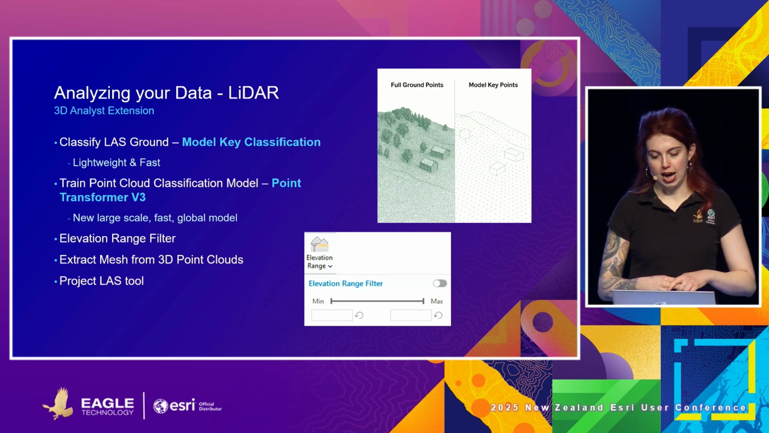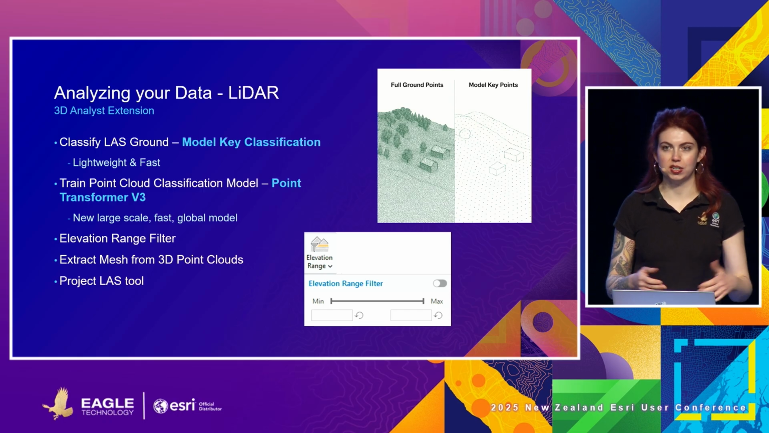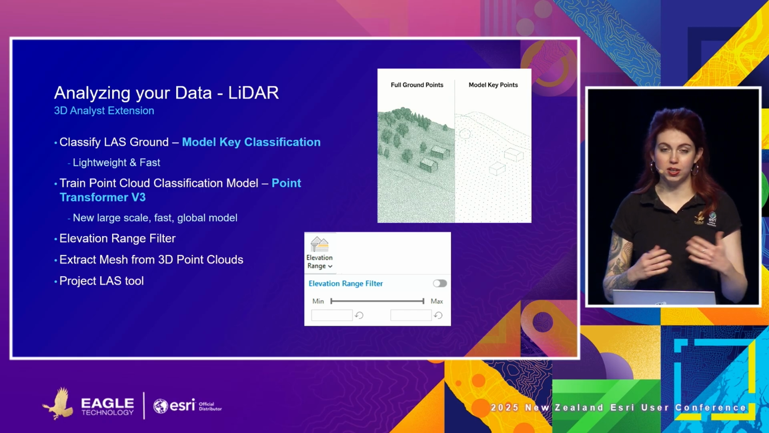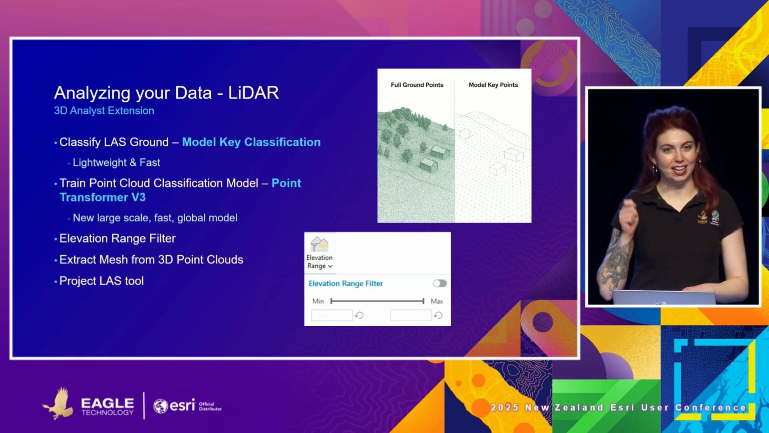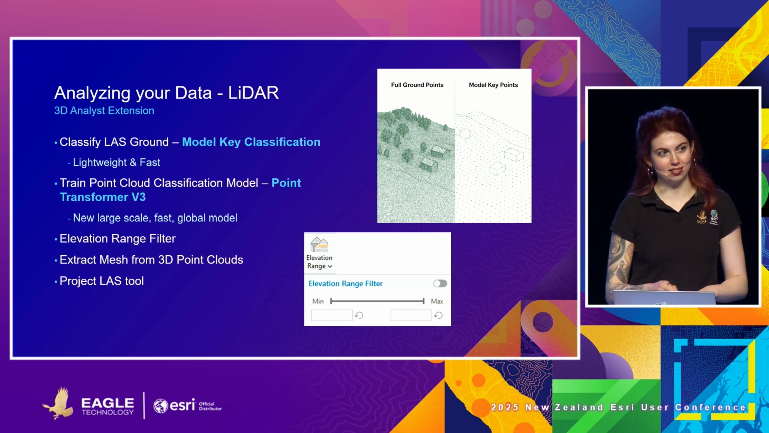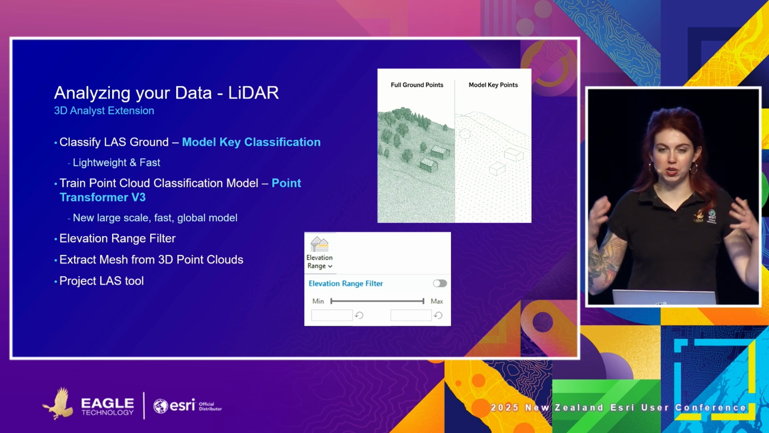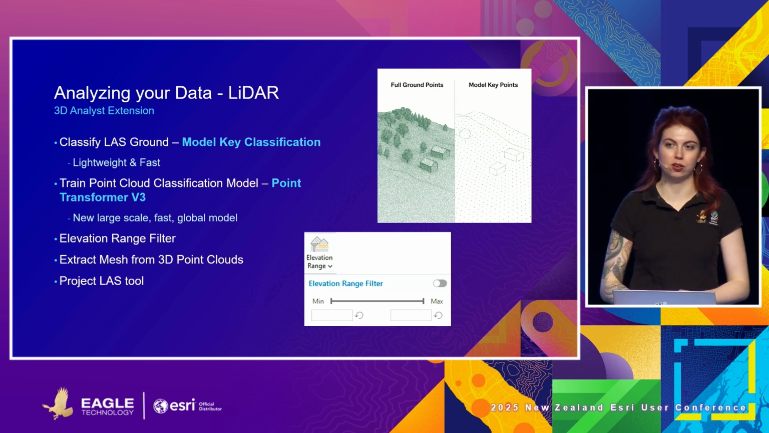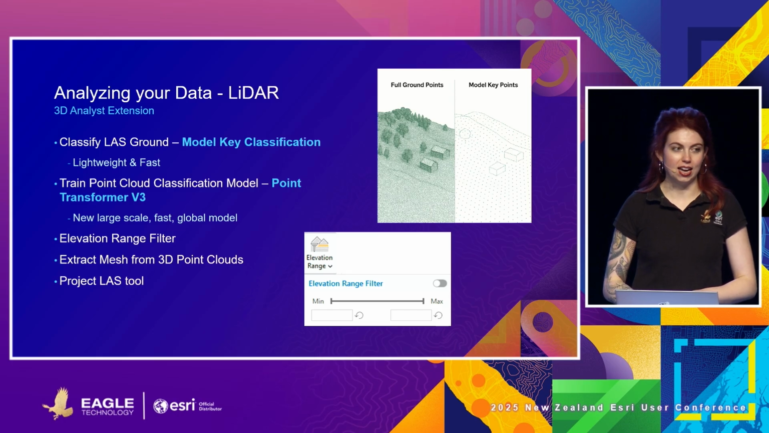We also have a new point cloud classification model. For those who this might be a little bit advanced for, all you need to know is that the point transformer V3, it's new, it's big, and it's fast. It helps you to deal with when you have those big scale point clouds and you just want something that can globally classify as fast as possible.